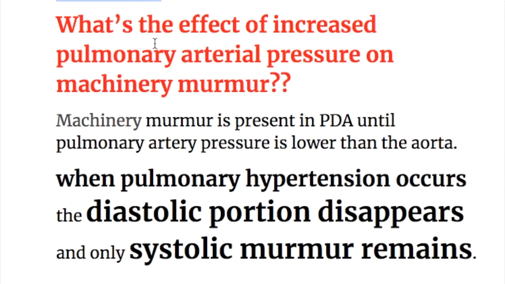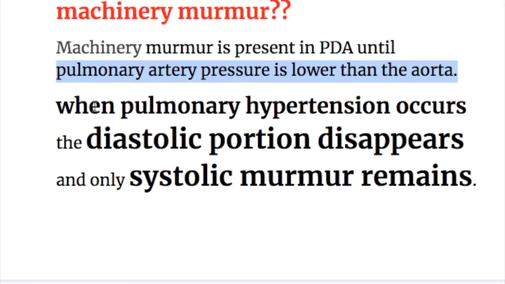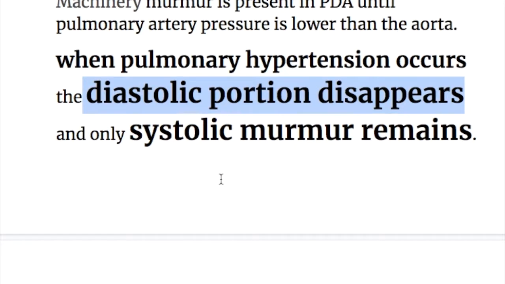What's the effect of increased pulmonary arterial pressure on machinery murmur? Machinery murmur is present in PDA until pulmonary arterial pressure is higher than the aorta. When pulmonary hypertension occurs, the diastolic portion of the murmur disappears and only the systolic murmur remains.